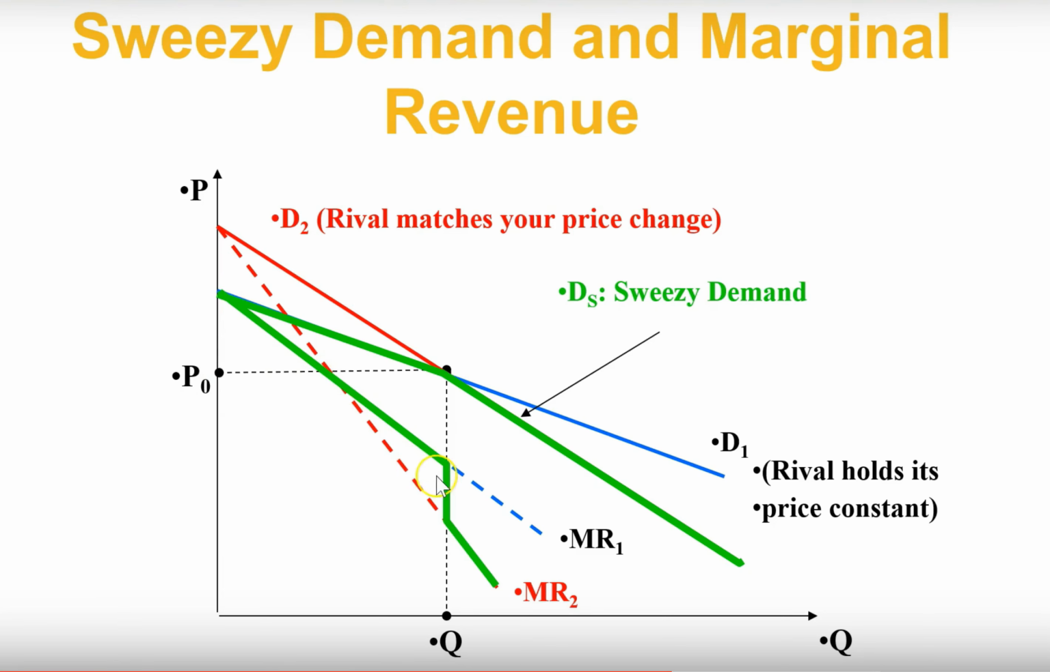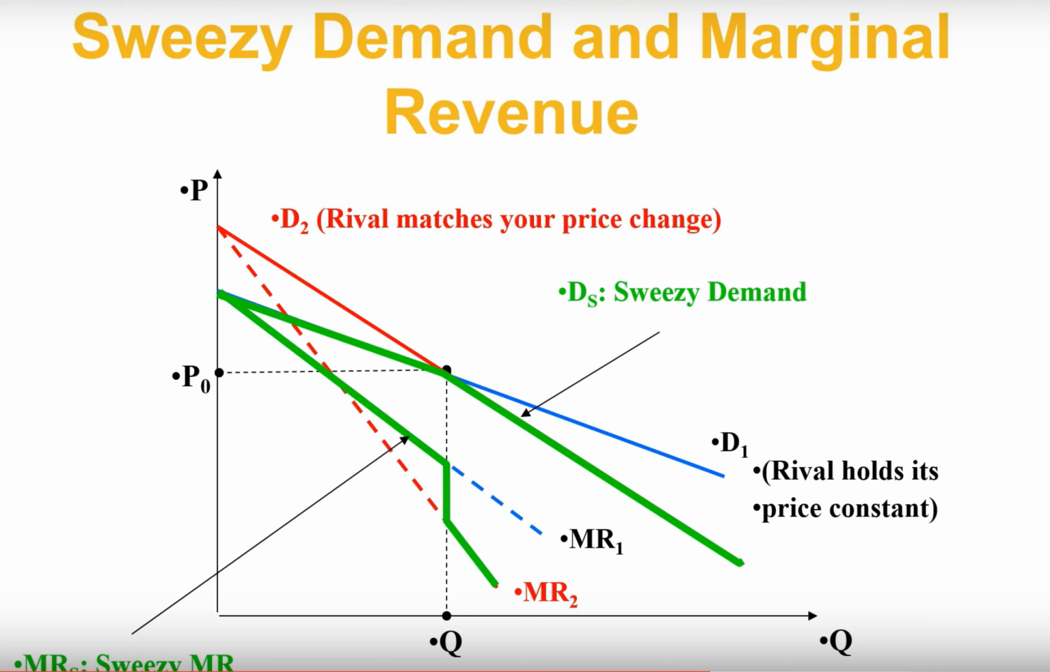Notice how this marginal revenue curve goes with this demand curve, and this marginal revenue curve goes with this demand curve. This is the Sweezy marginal revenue curve. Now, both of these curves, the kinked demand curve and the marginal revenue curve, have implications in terms of outcomes for this industry.